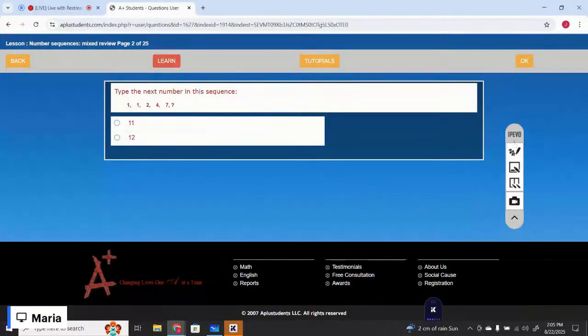Type the next number in this sequence. One, one, two, four, seven. So let's just see. One plus one is two. 2 plus 2 is 4, 4 plus 3 is 7. So the next one would be 4 more, that is 11. The next one is 11. Option number 1 is the correct option.